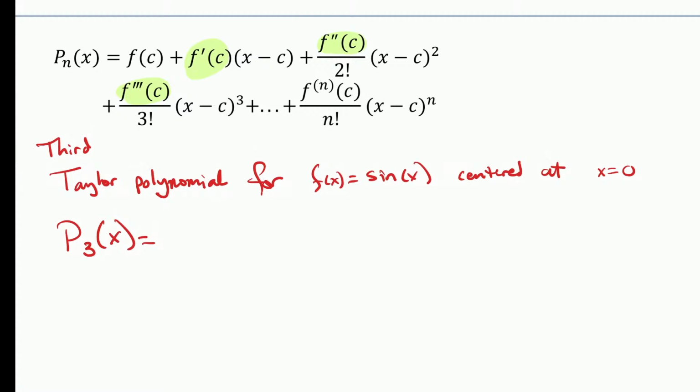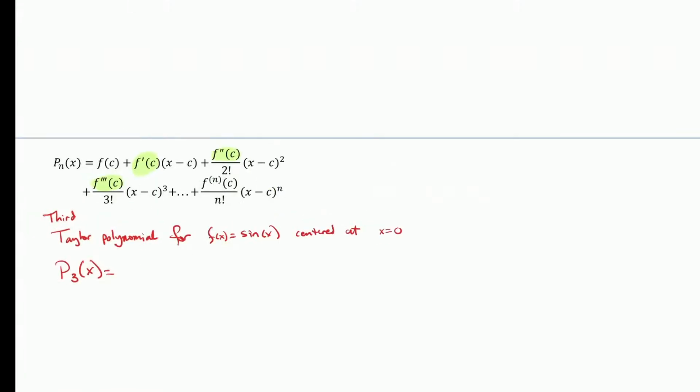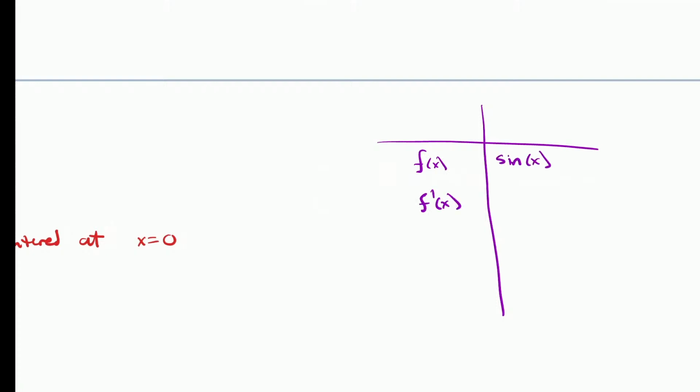So let's see, usually when I do this, here, I'll show you. I'm going to go way over to the right onto a piece of scrap paper, and I usually make a little table. So I've got f of x is sine of x, and then I have f prime of x, f double prime of x.